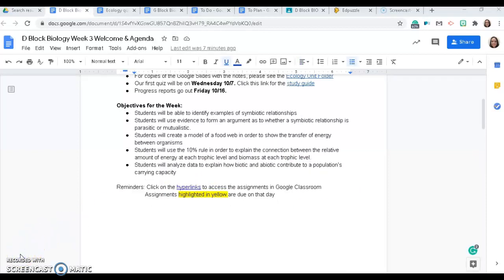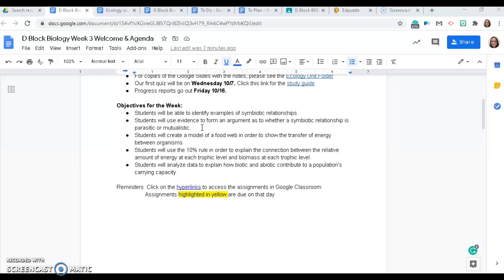These are the objectives for the week. You're going to be able to identify examples of symbiotic relationships, mutualism, parasitism, commensalism. And we will be looking at a specific example of a symbiotic relationship. And we'll be looking at actual data in order to form an argument as to whether or not that symbiotic relationship is parasitic or mutualistic.